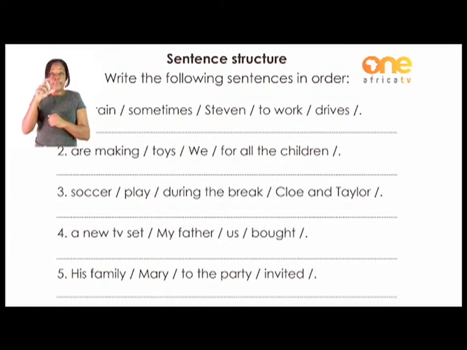It must make sense. Number 1, by train, sometimes. Stephen, to work, drives. Those are the words which are jumbled. Now we have to put them nicely in order to make a sentence correct. Okay, which words do you think you will start here? I see the name is starting with a capital letter. Let's try and see. Stephen drives to work, sometimes by train. Is that correct?